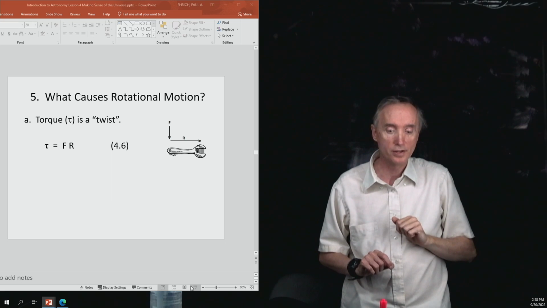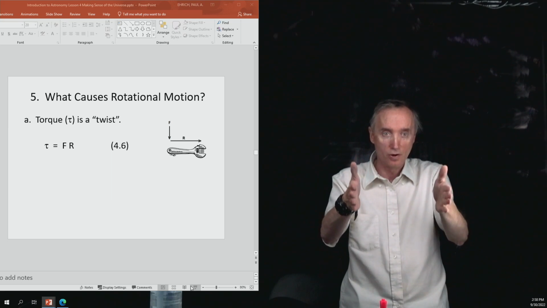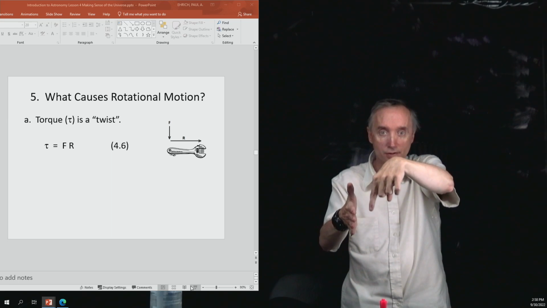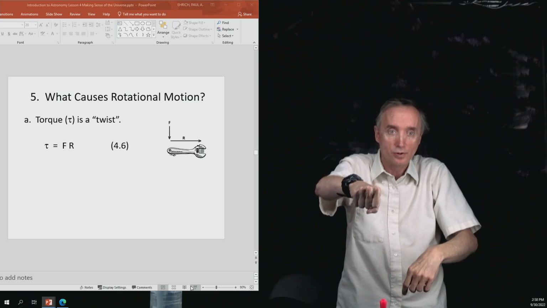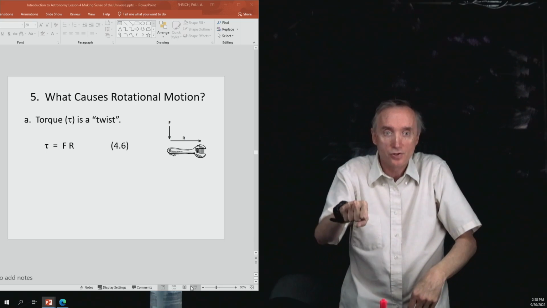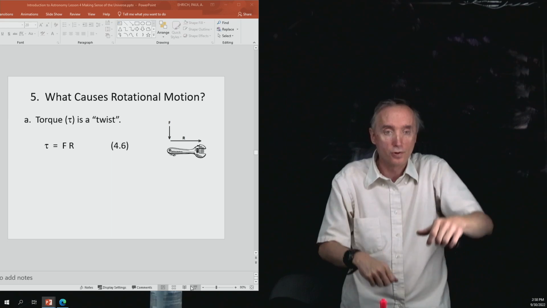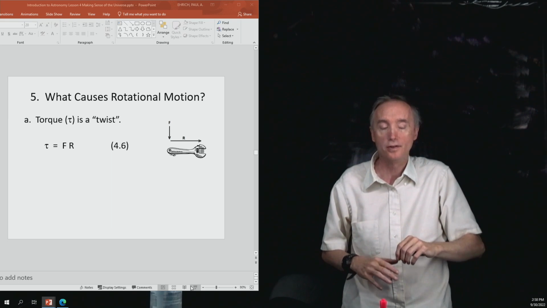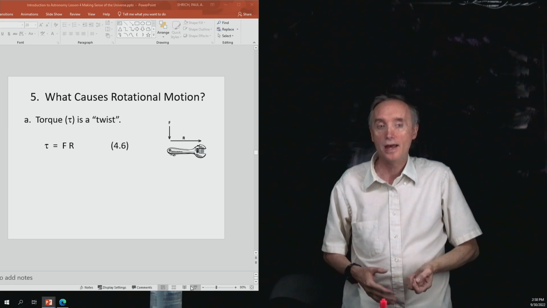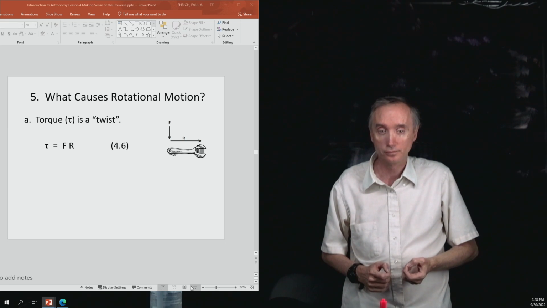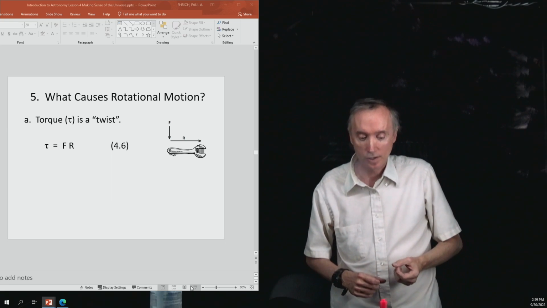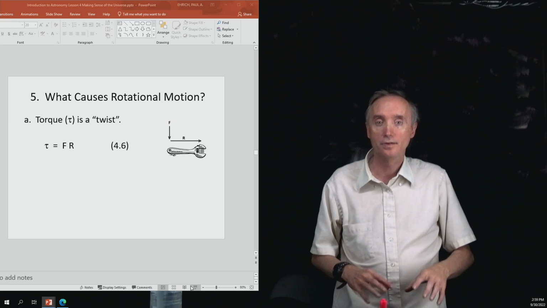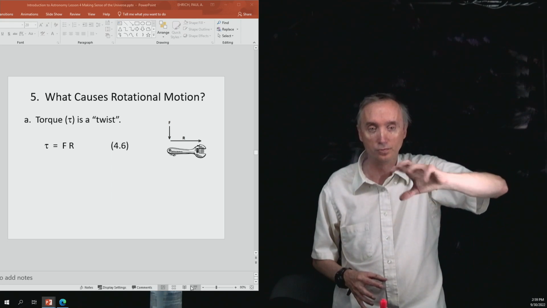So what good does a wrench do? The wrench has a long handle, so it's a larger radius. That means you don't need to apply as much force in order to twist the nut off. Okay, so torque depends on the amount of force you apply and where you apply it. So that's what I mean by torque, and torque is going to be the thing that causes things to rotate.